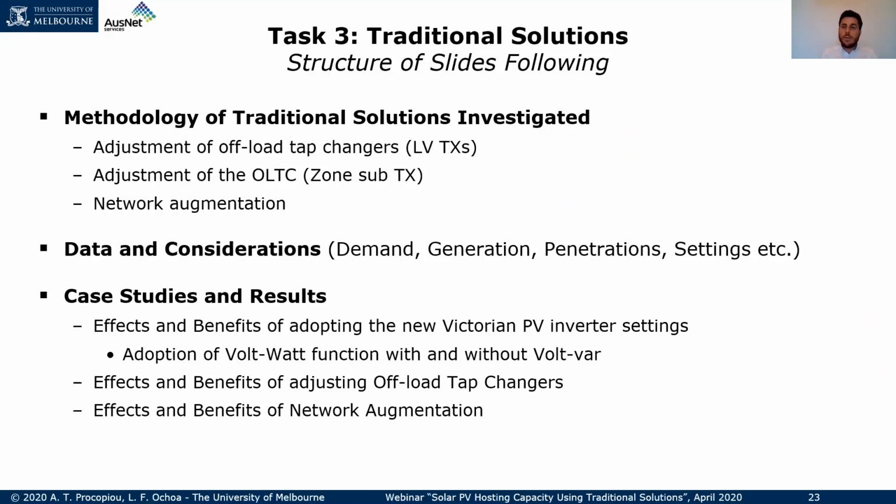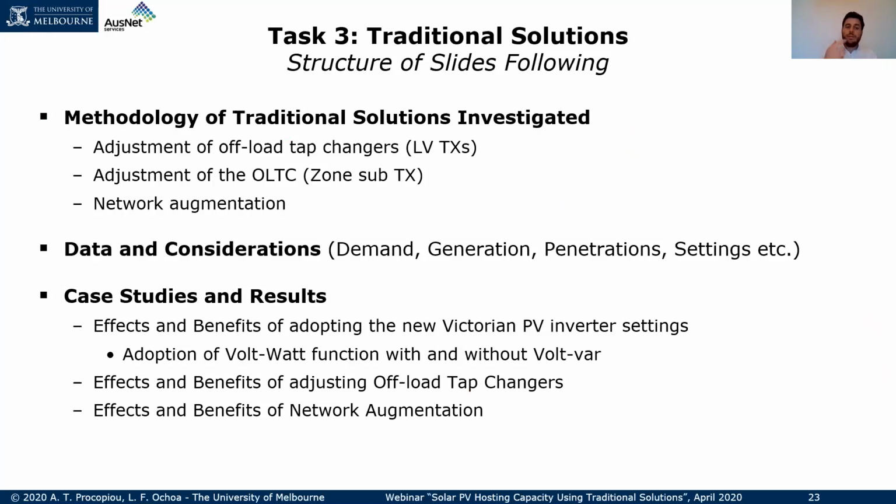And once we have that, we're going to move into the data and the considerations that we have considered for this particular task, which is referring to what kind of demand information we use to model our networks and our customers, generation forecasting in terms of penetration, how many customers will have PV systems, and how we would increase that throughout the years. And of course, at the end, we're going to focus on the case studies and the results from all these different methodologies that we have applied.